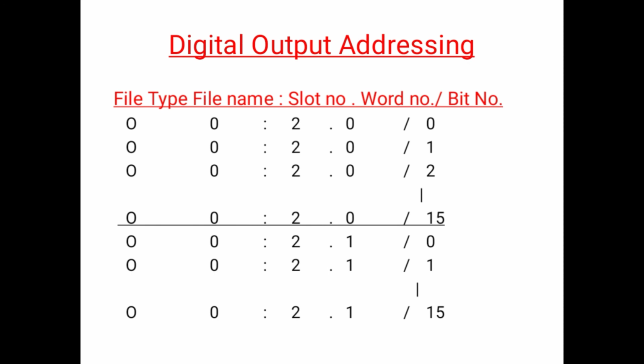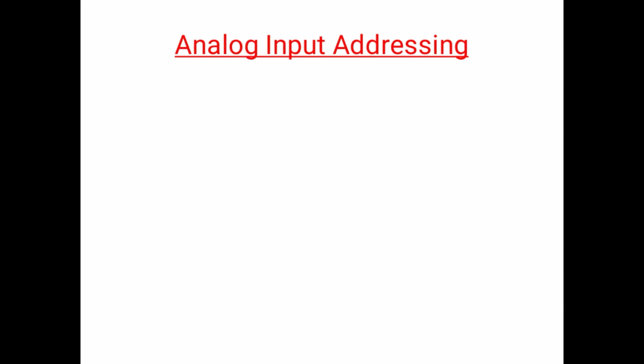O file type, file name is 0 colon slot number is 2 dot word number is 1 slash 15. This is the bit number of word number 1. So this is the last bit, and this is the addressing for the modular PLC for digital output addressing. So let's move ahead for the analog input addressing.